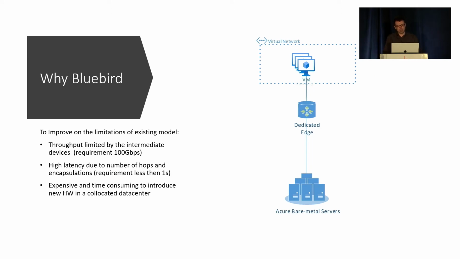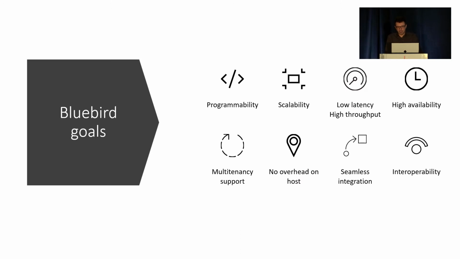Bluebird scope focuses on the communication between VM and bare metals and tries to improve on the limitations of the existing model, specifically the throughput being limited by the intermediate devices, the high latency due to the number of hops, encapsulation and processing in general, and the expensive and time-consuming onboarding process of new hardware in a co-located data center. So we set for ourselves to tackle these issues while at the same time setting other goals like multi-tenancy support, seamless integration, and more in general providing other features available for VMs which many are already familiar with.